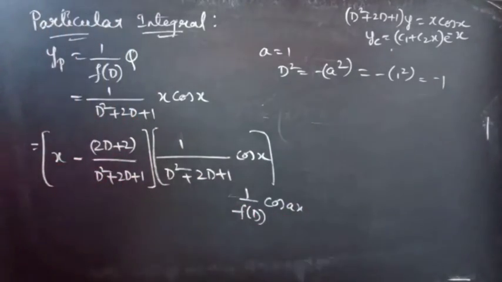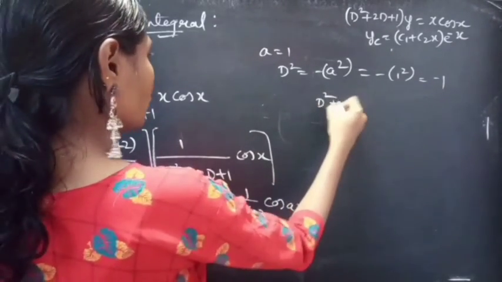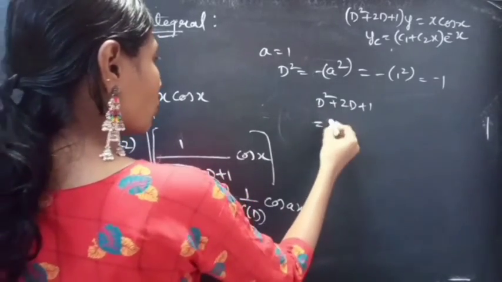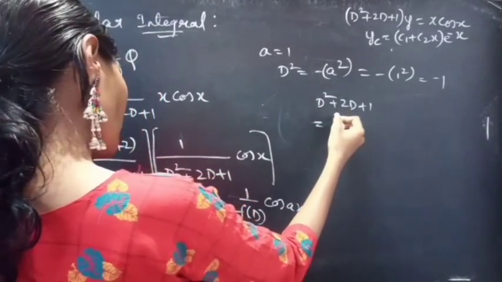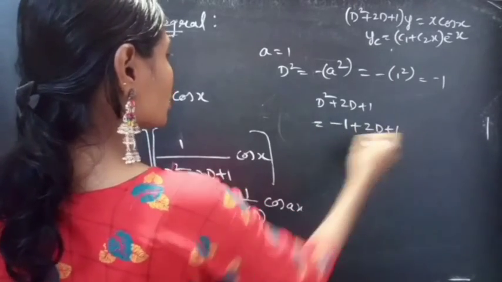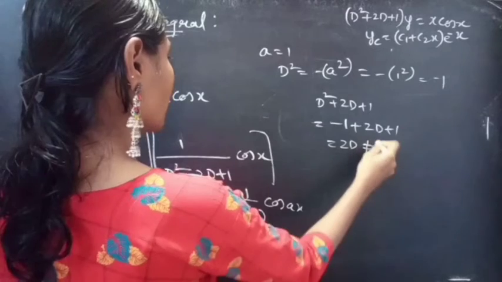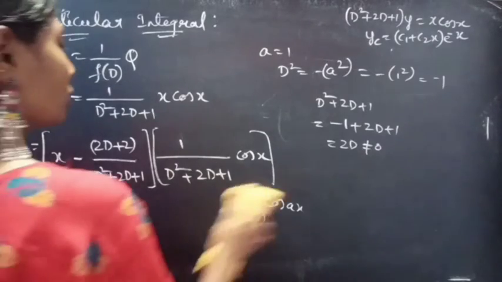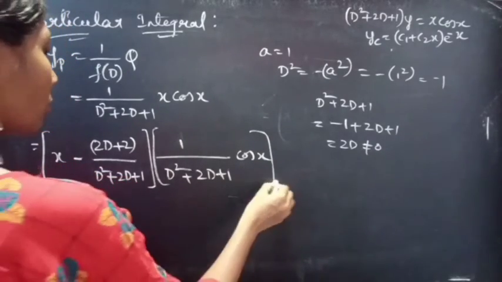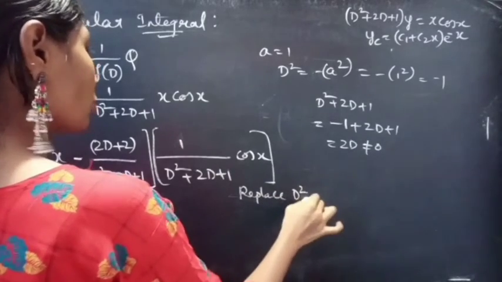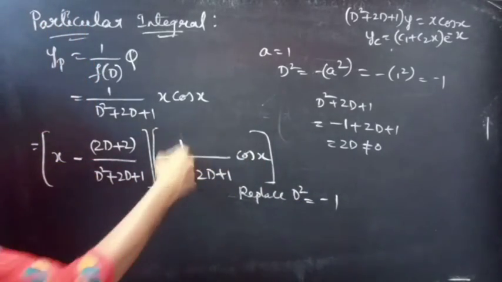Now take the denominator part, D² plus 2D plus 1, and see what happens if we replace D² by minus 1. Just replace D² by minus 1, we'll get minus 1 plus 2D plus 1, which equals 2D, which is non-zero, right? Since by replacing D² by minus 1 we get the denominator non-zero, we'll replace D² by minus 1 in this term.